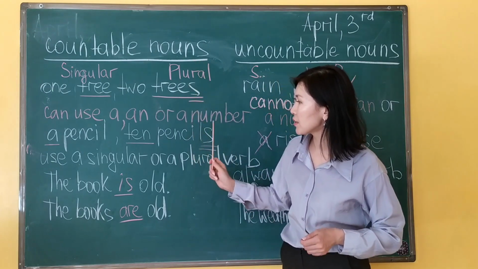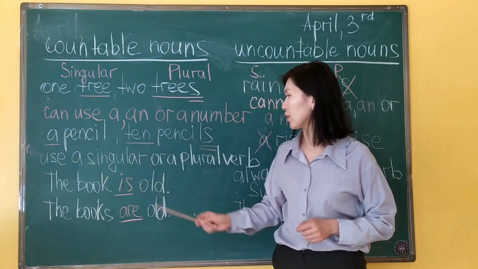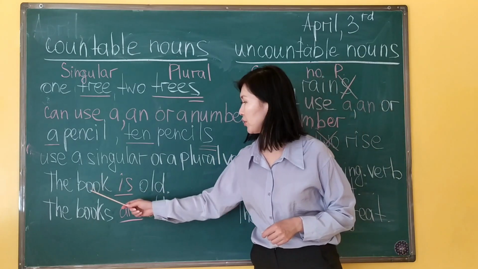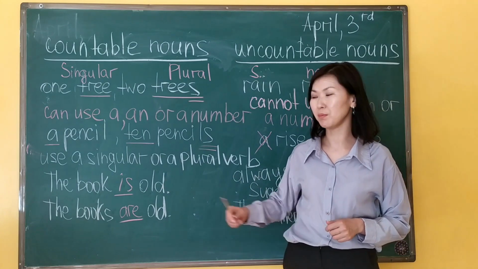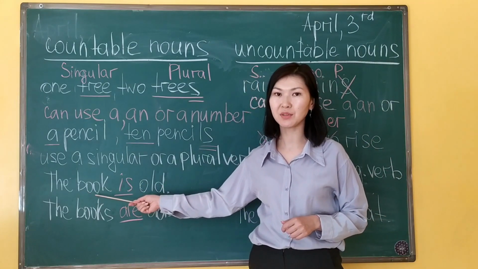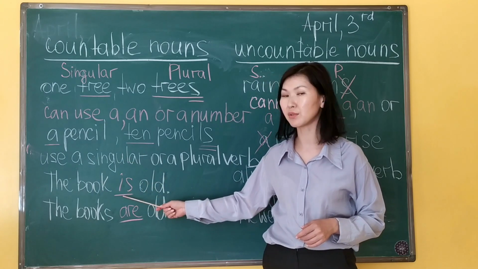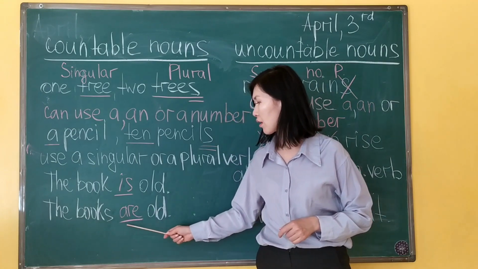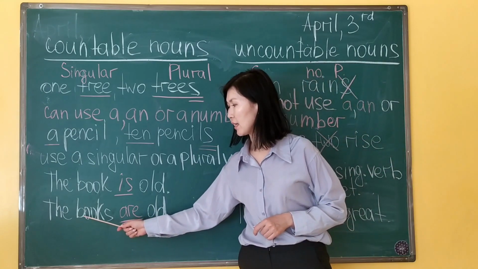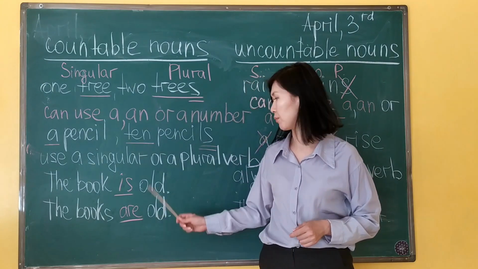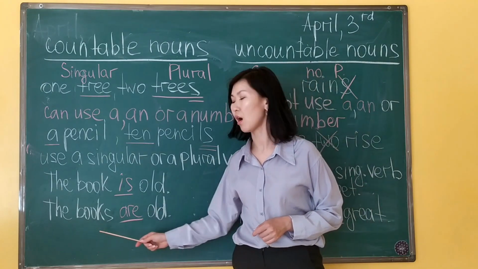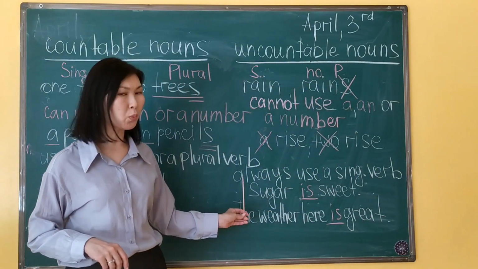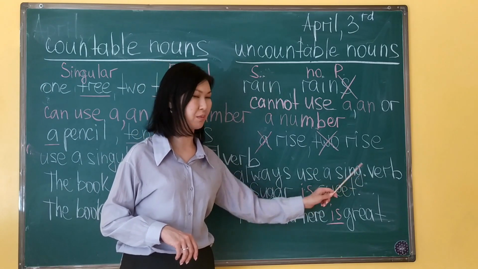With countable nouns, we use a singular or a plural verb. For example, the book is old. Book is a singular noun, so we need a singular verb. The book is old. The books are old. Books is a plural noun, so we need a plural verb. The books are old.